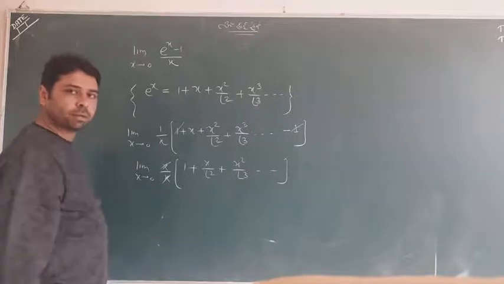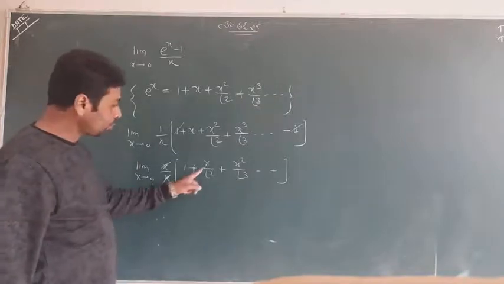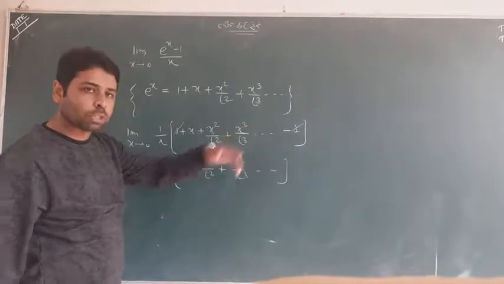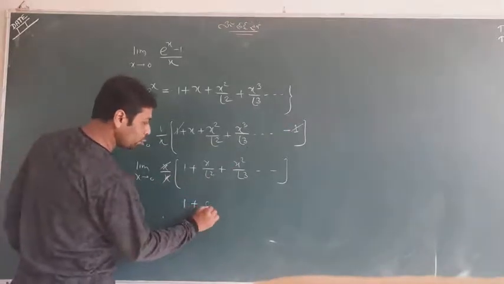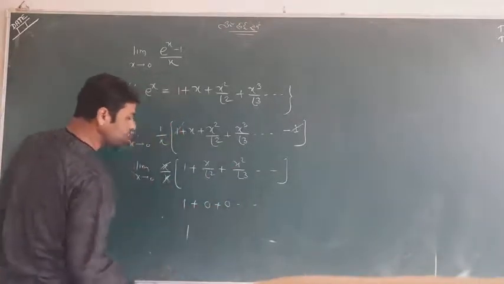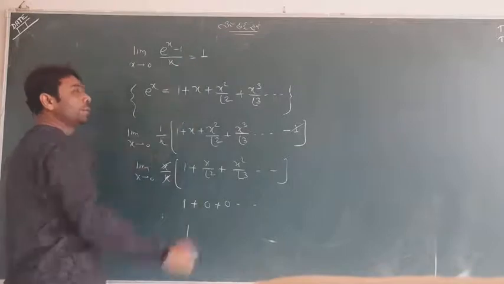These two cancel. Use the limit x tends to 0. This will be 0, this will be 0, and all 0. Only 1 is there, which is lastly remaining. So your answer is 1. It means it is 1.